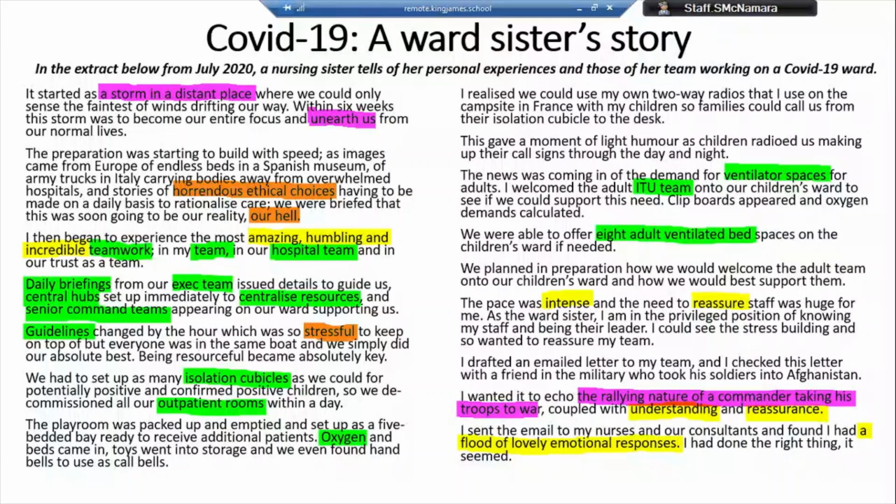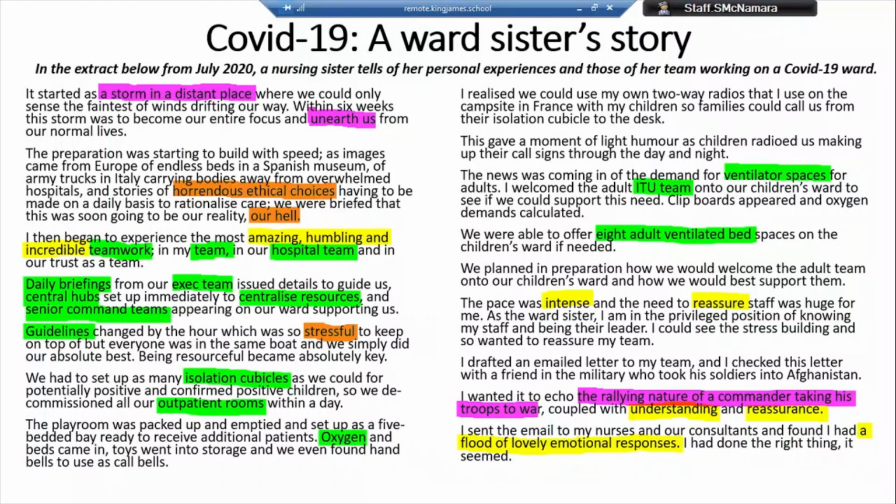So we've got lots of references to the word team. We've got phrases like daily briefing, centralised resources. We've got technical terms like isolation cubicles, ITU, ventilator spaces, 8 adult ventilated bed spaces. So there's still that kind of level of professional language, which obviously would link it with the first text, because that is somebody who's being very professional and formal as well.